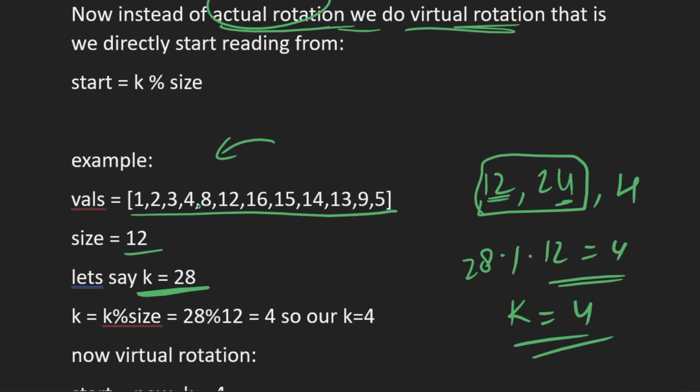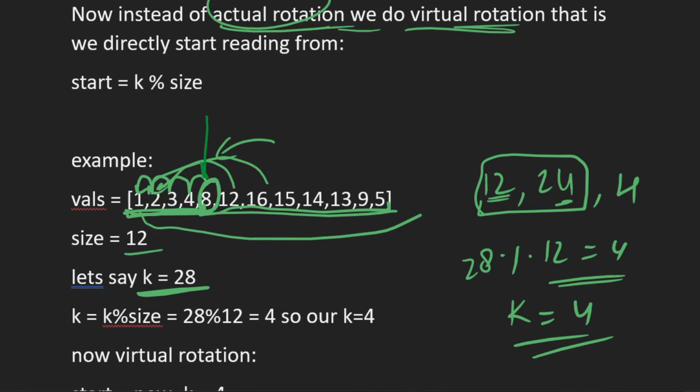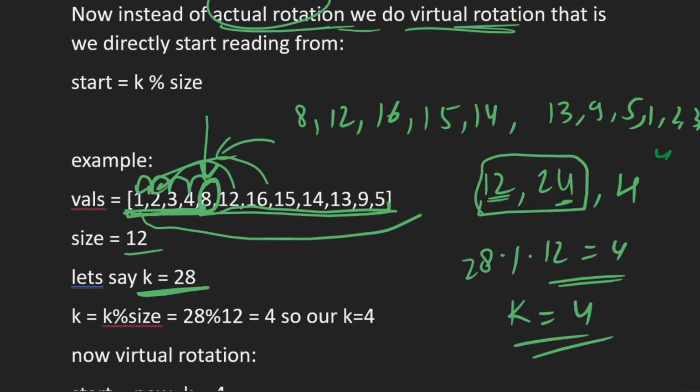Now if we start from index number 4, where will this index go after 4 rotations? 1, 2, 3, 4. This will be the starting point. Then this index will come to index number 1. Similarly this index will come to index number 2, and these four indexes will go to the end, right? So instead of rotating, we'll start picking the elements from this index, that is 8, then we pick 12, then 16, then 15, then 14, 13, 9, 5, then 1, 2, 3, 4. So isn't it like rotating the array k times in the counterclockwise direction?